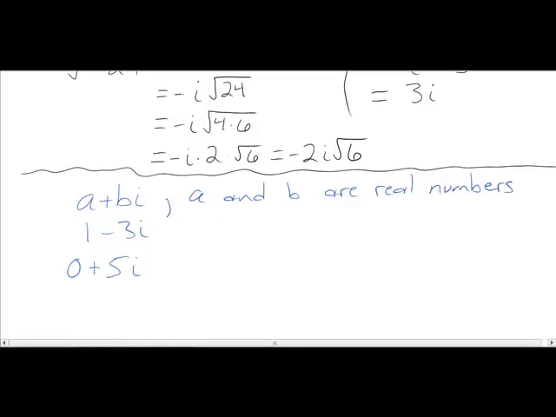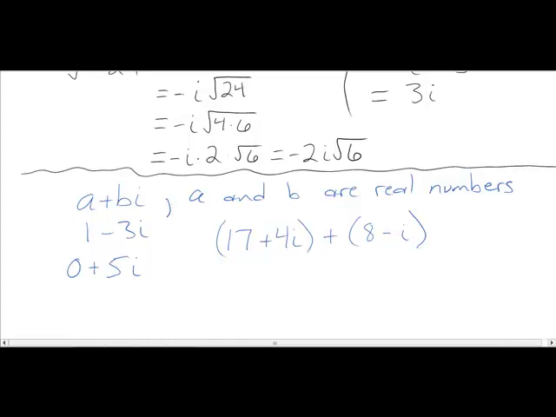Okay, so when we add and subtract complex numbers, basically all we're doing is combining like terms. We're going to take the real parts, the real numbers, and add them, and we're going to take the imaginary parts and add them, and it's basically going to be that simple. So for instance, let's say you had 17 plus 4i, there's one complex number, plus 8 minus i.